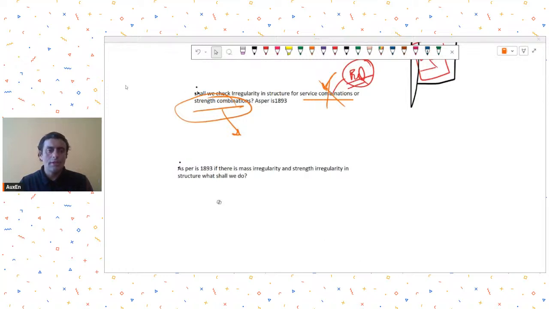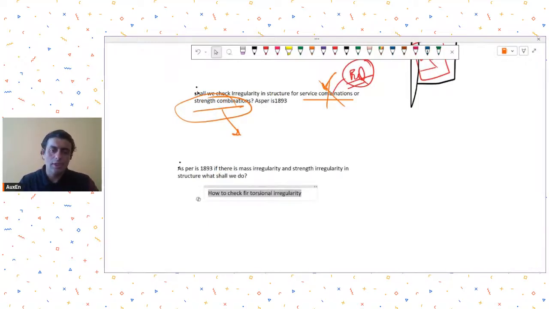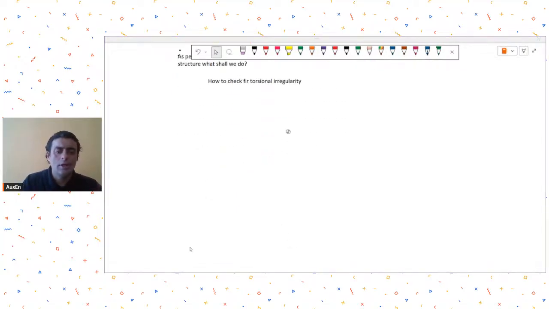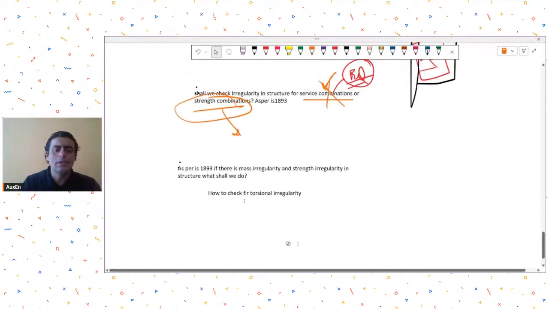His next question is how to check for torsional irregularity. Same, you study the code. They have given you proper steps on how to check the irregularity and what to do when the irregularities exceed the limits given in Table 5 and 6. So you go through Table 5, Table 6 of IS 1893 Part 1 2016, and also read the amendments that have been issued, Amendment 1 and Amendment 2, because there have been some changes made to Table 5 and Table 6 in these two amendments.